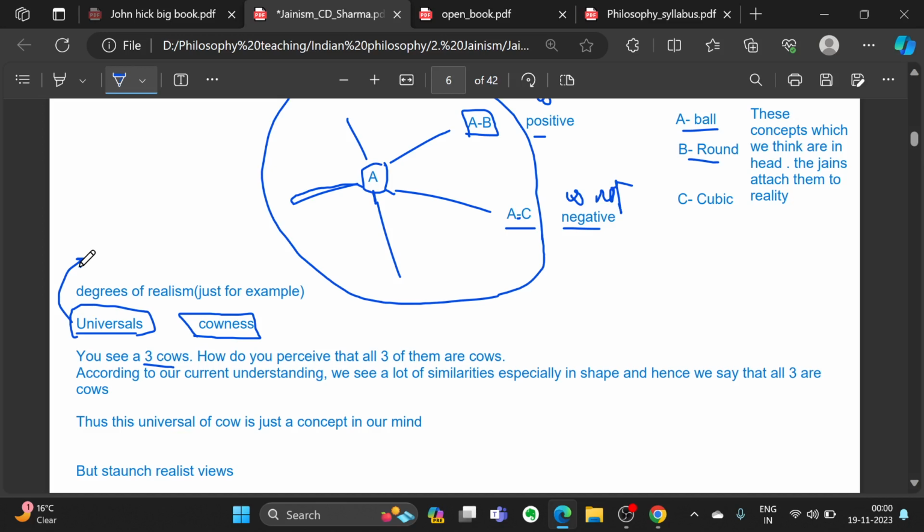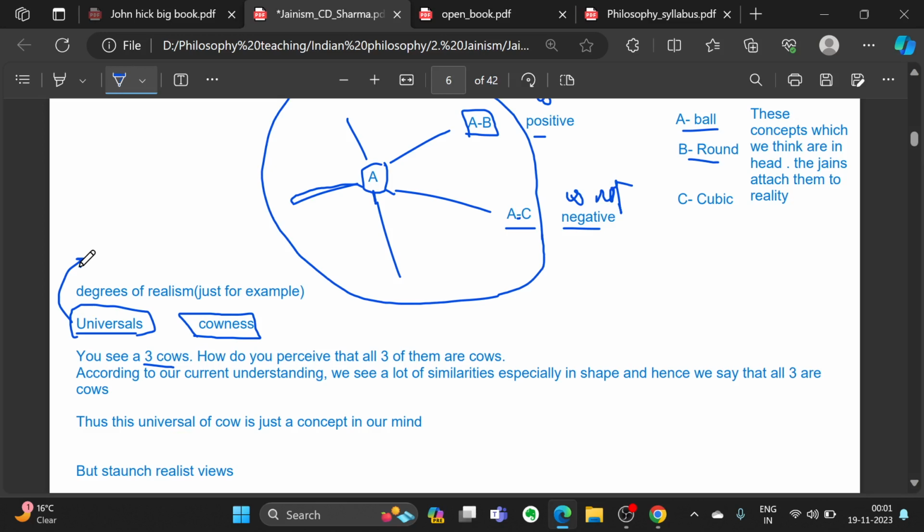It's just that we see the individual cows and we form an abstract concept of cowness in our head, using which we classify all those animals in a certain class. Okay, so this is our common sense view of realism.